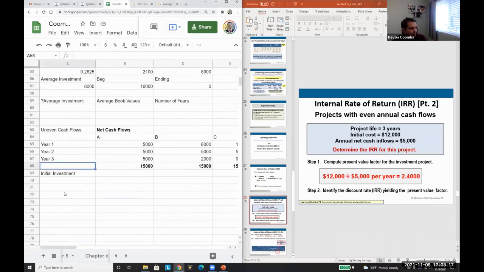So let's use this example from the book. Project life is 3 years. Initial cost, 12,000. Cash inflows of 5,000. What's the IRR for the project? First, we have to compute the present value of the project.